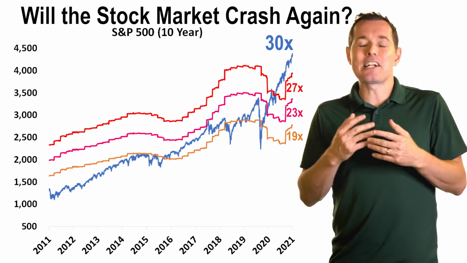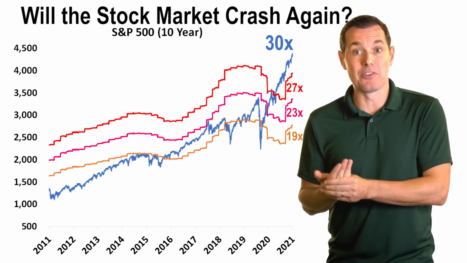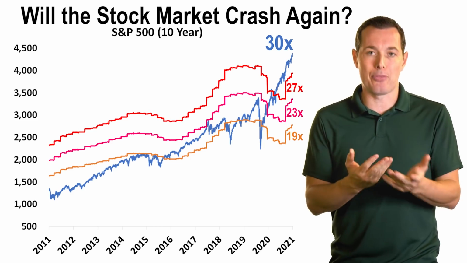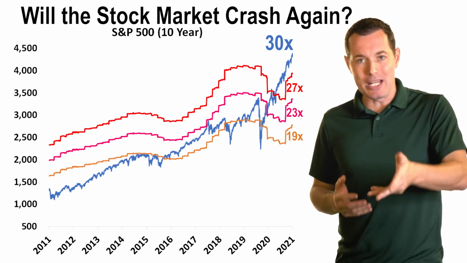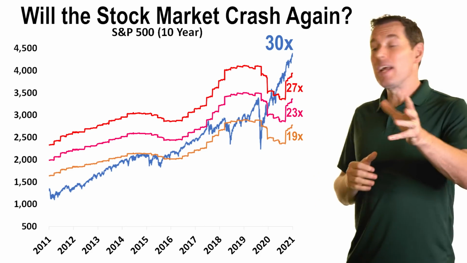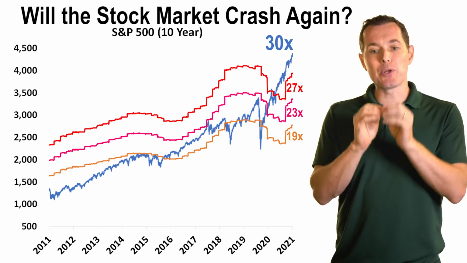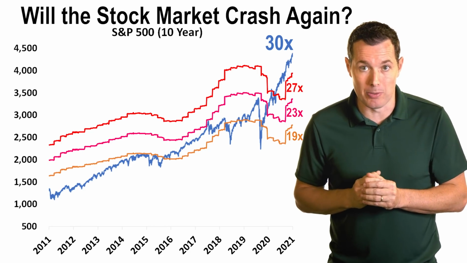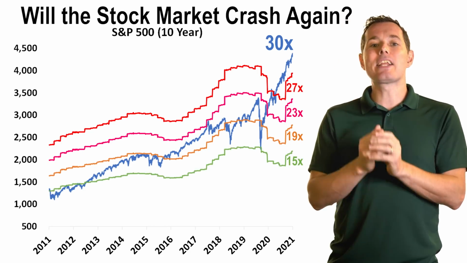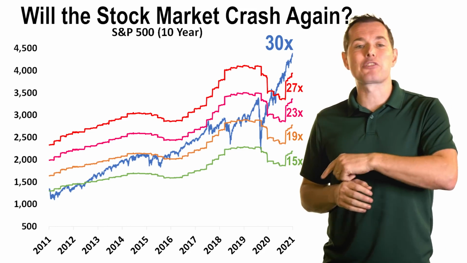So 19x, in my mind, seems like a very reasonable number to use. It's been that way for about 30 years, give or take, or about 20 years, give or take. Either way, how do the numbers look if we were to take a lower PE multiple? So let's take the number 15x. Instead of 19x, we're going to use 15x.